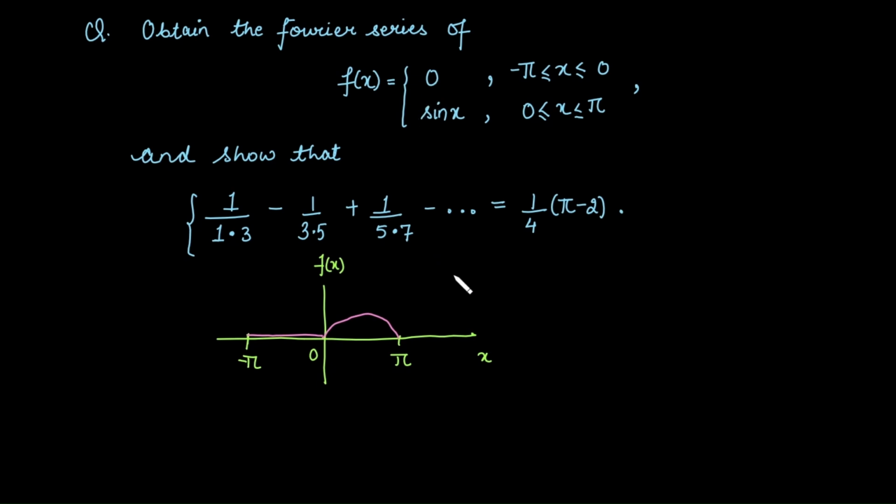It means this function is periodic. If this function is periodic, what is the period? That is the length of the interval, pi minus minus pi, that is 2 pi. It means after the period of 2 pi, we have the same function. So from pi to 2 pi, the function value is 0, and from 2 pi to 3 pi the function value is sin x, and similarly on the left hand side.